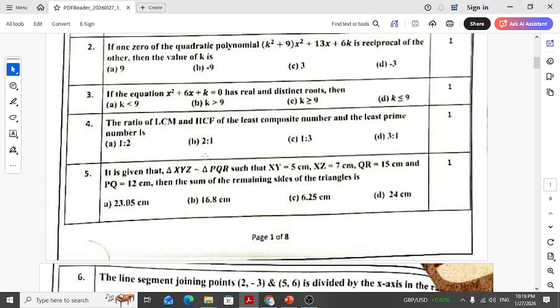This is correct, but the reason is not the correct explanation. Assertion is true, but reason is not the correct explanation of the assertion. So option B is the correct answer. Reason is also true, but it is not the correct explanation for the assertion. So we'll go with option B.